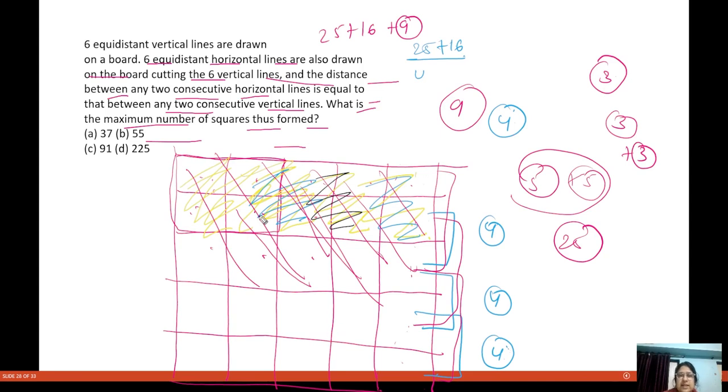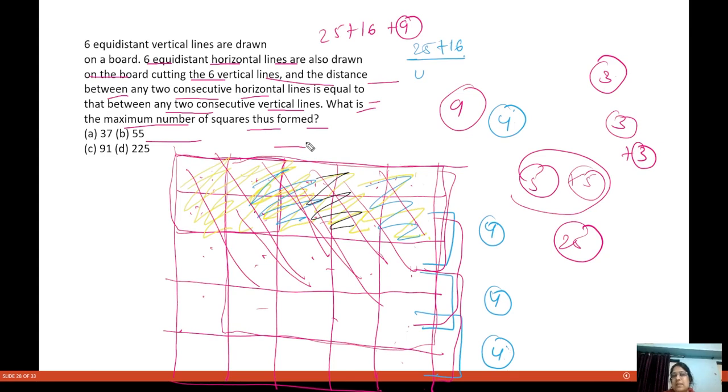So I'll consider 1, 2, 3, 4; 1, 2, 3, 4; and 1, 2, 3, 4. This is also a square. One square is this one, and one square is, let's say, this one also.